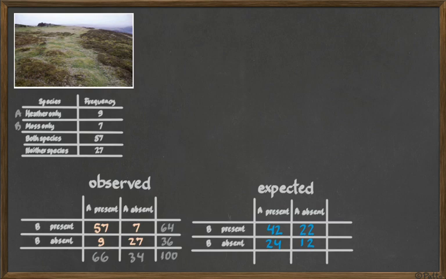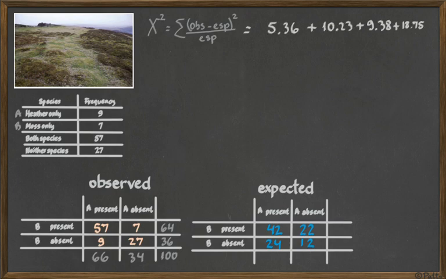Once you have the expected values, now you can calculate the Chi-square. Chi-square is the sum of the observed minus expected, to the power of 2, divided by the expected, which in this case is 6.36 plus 10.23 plus 9.38 plus 18.75. Two decimal places are usually enough for our calculations here. When I add that, I got 43.72. If you got that value or something similar, because sometimes it changes depending on the rounding, well done. If you didn't, check your calculation, and after you figure out what you did wrong, unpause your video.